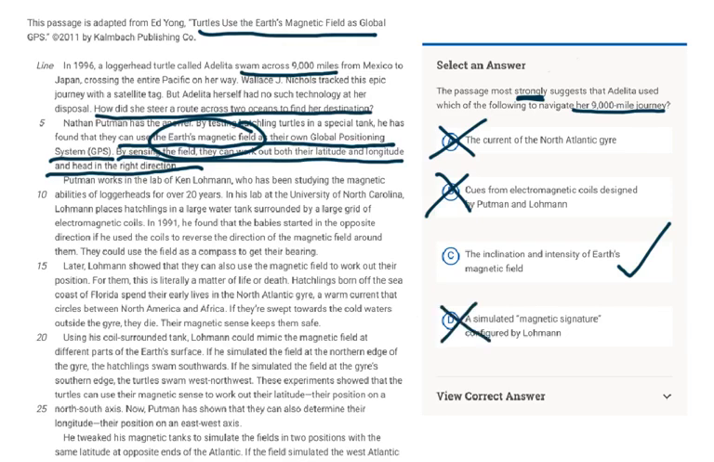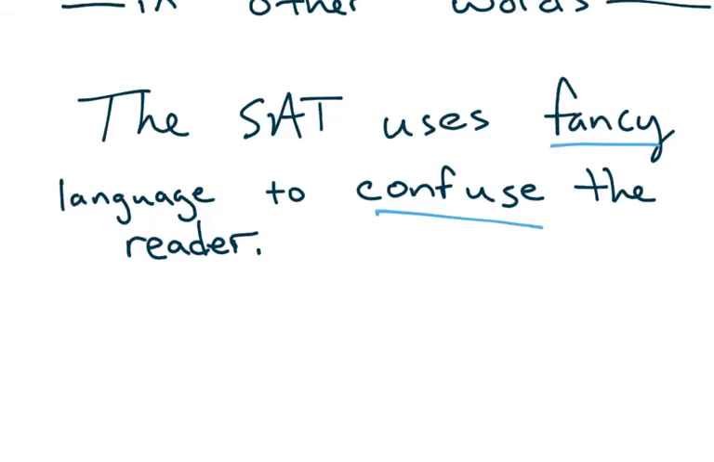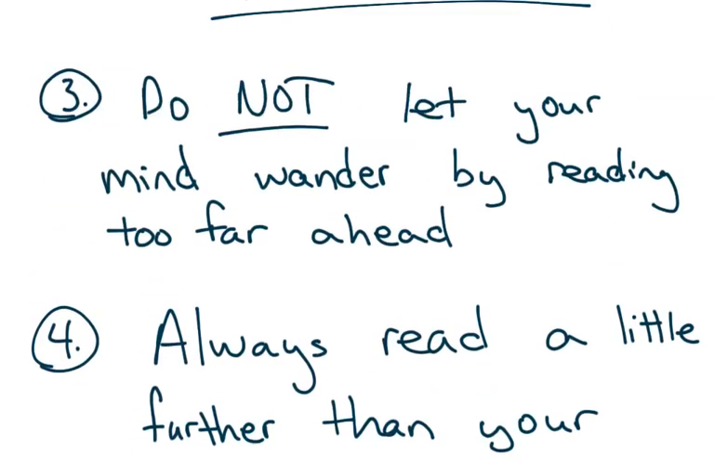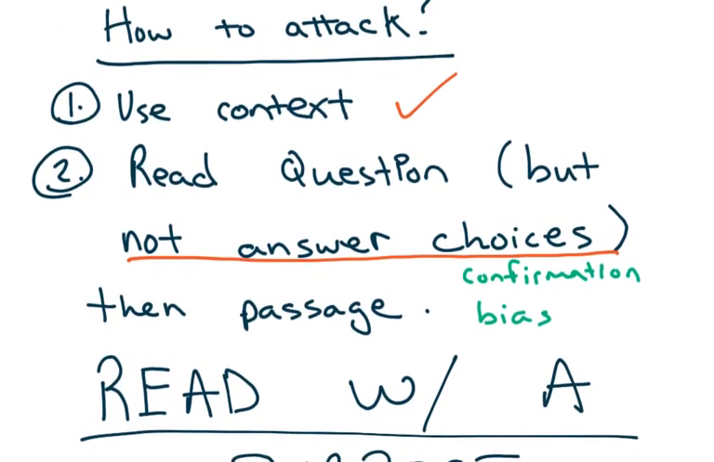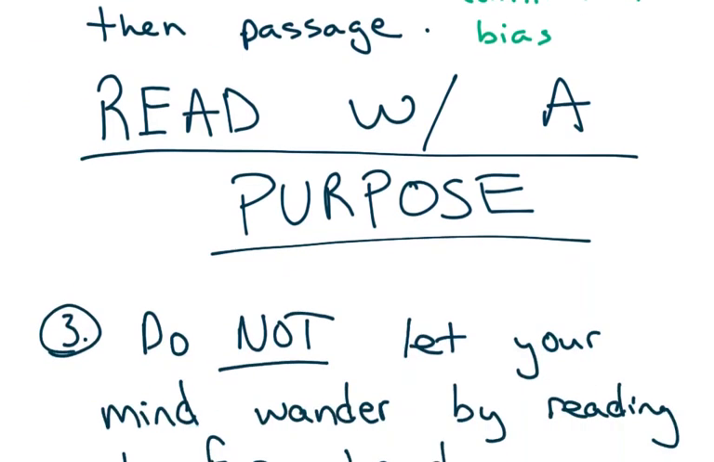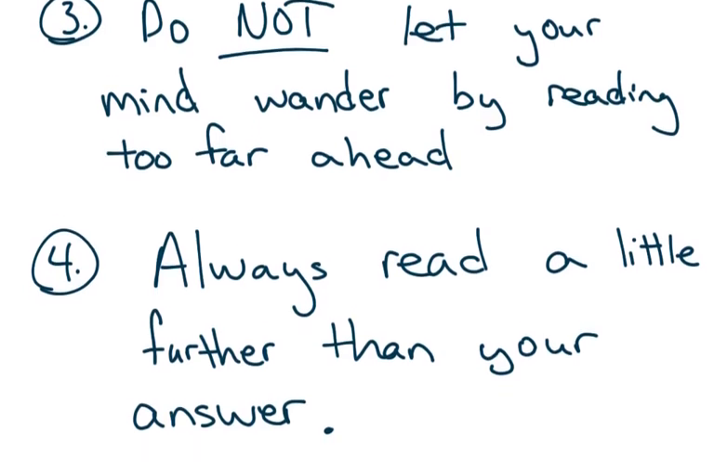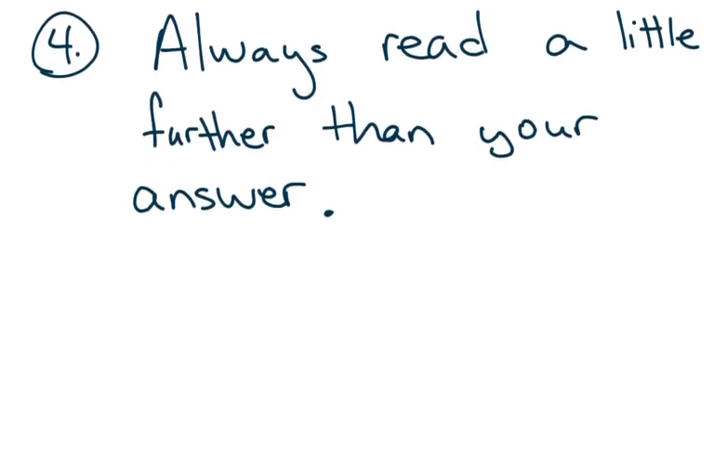So, again, what did we do? Okay? We understood the tone. We didn't just jump straight to the first thing, right? We weren't confused by the language, right? We weren't intimidated by words like electromagnetism, right? We read the question, but not the answer choices, right? We didn't go too far. I just read 2 paragraphs. And I read a little further, right?